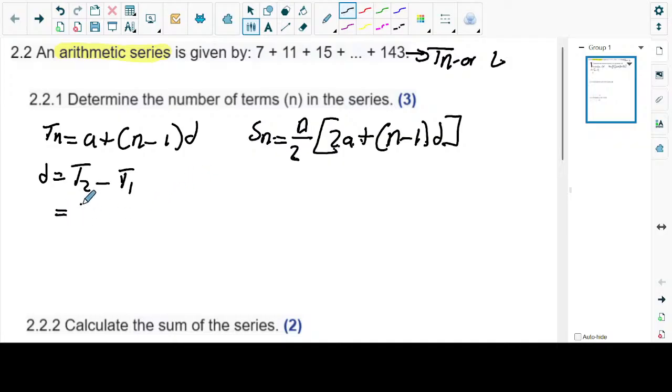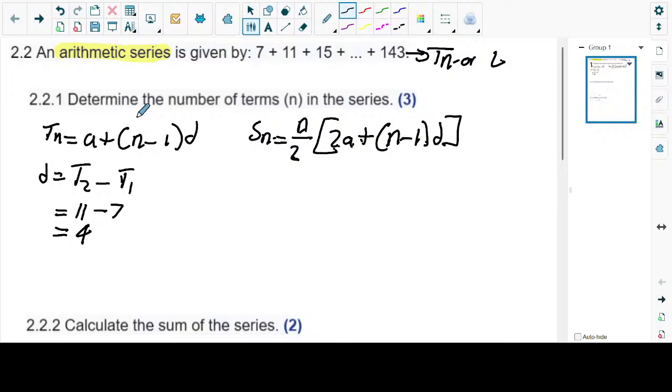Then we check what our term number 2 is. Our term number 2 is 11 minus 7. Calculator, calculate 11 minus 7. It's 4. The calculator is working. So we have 4. Yeah, so our common difference is 4.